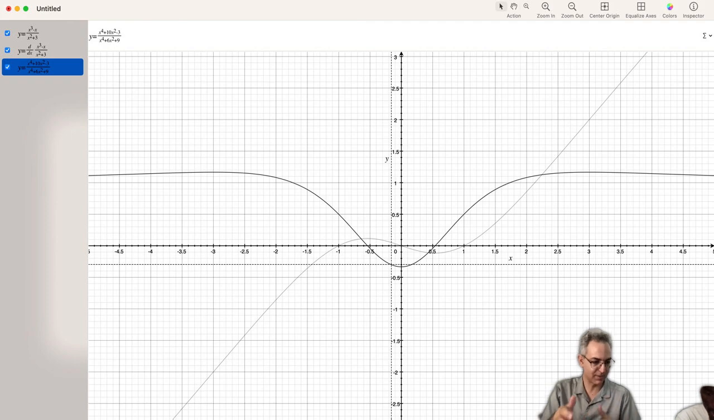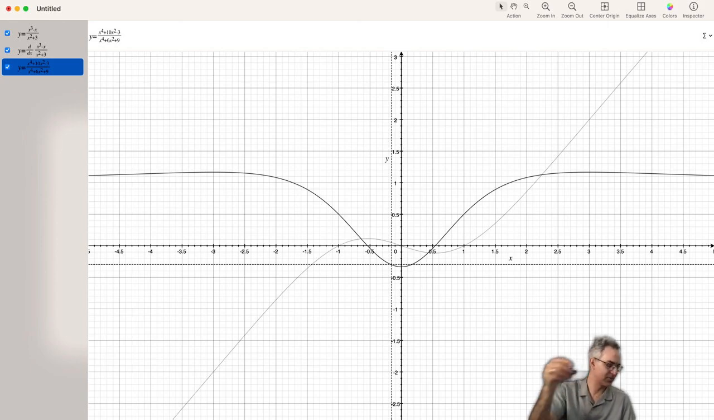It just takes some careful working through, making sure we track our powers and the pluses and minuses, and that's usually what goes wrong. When we get the wrong answer, it's not because we didn't understand the rule, it's because we made a mistake somewhere in the algebra, keeping track of things. Good. So that's the quotient rule.